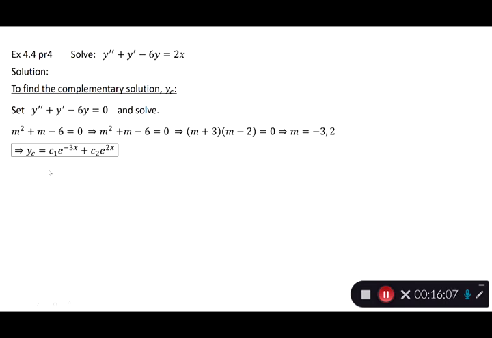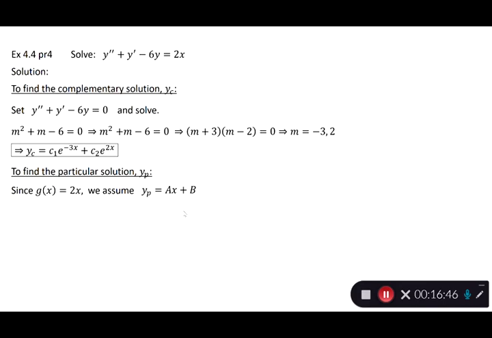Cool. Now, to find the particular solution y sub p, based on the table in the previous slide, we need to look at g of x. It turns out g of x is 2x. What kind of a thing is 2x? Would you agree that is a first degree polynomial? So if g of x is a first degree polynomial, what should we assume? A generic first degree polynomial. That is, y sub p we should assume to be ax plus b.